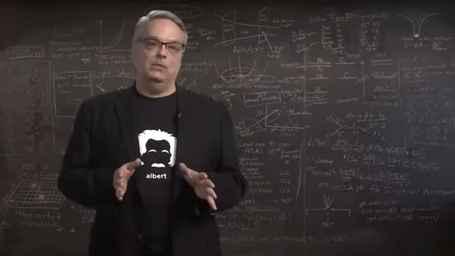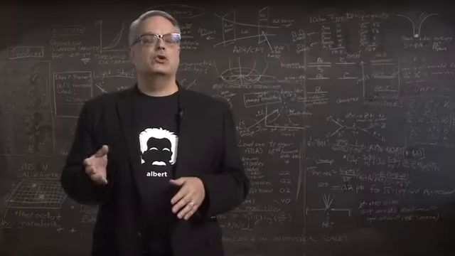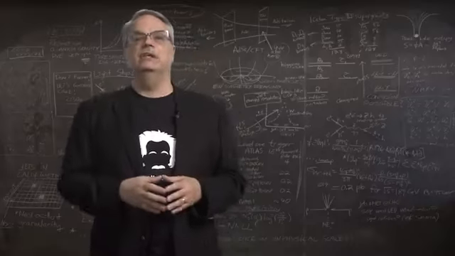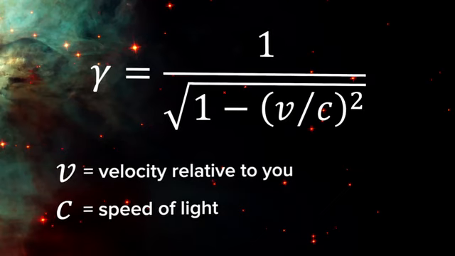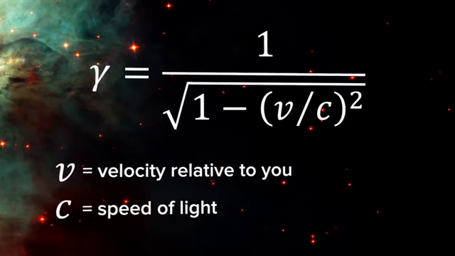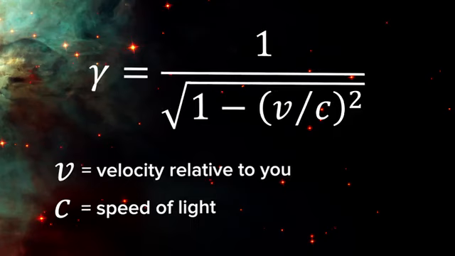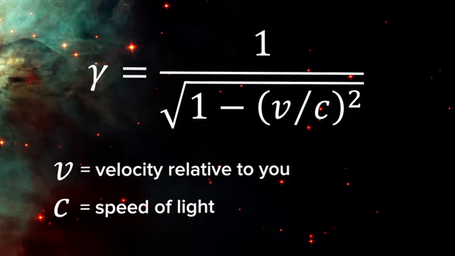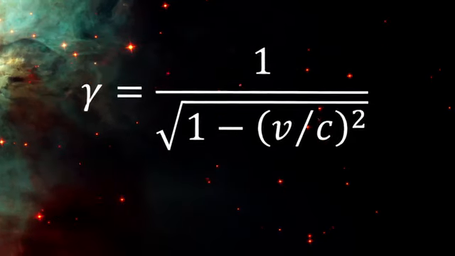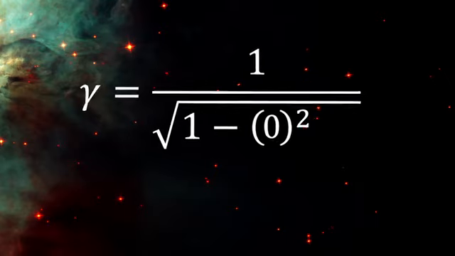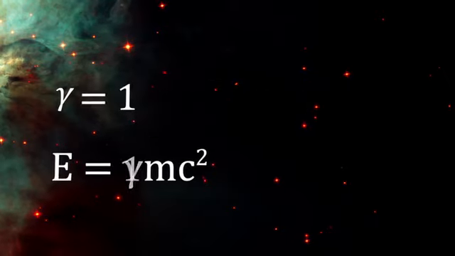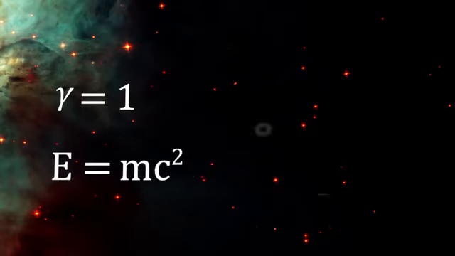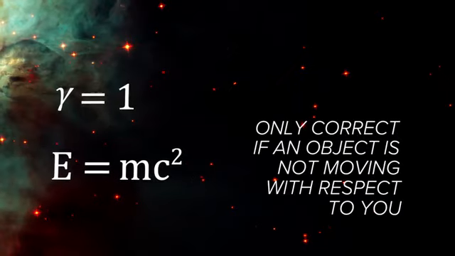However, I can give you the high points. Gamma is a term that is ubiquitous in relativity. It is defined as 1 over the square root of the quantity 1 minus v² divided by c². v is an object's velocity relative to you, and c is the speed of light. If v is 0, then gamma is just 1. So that's your first insight. E equals mc² is only correct if an object isn't moving with respect to you.